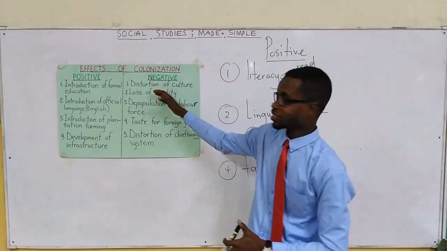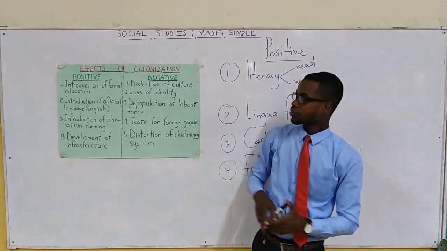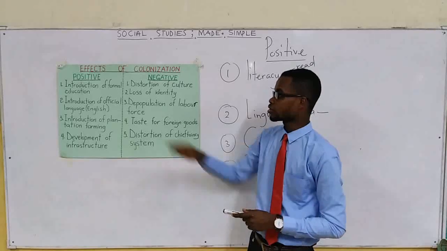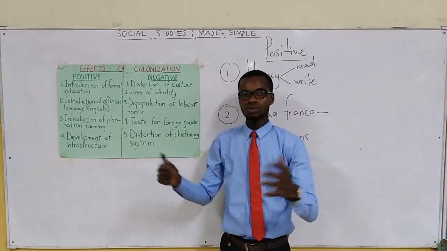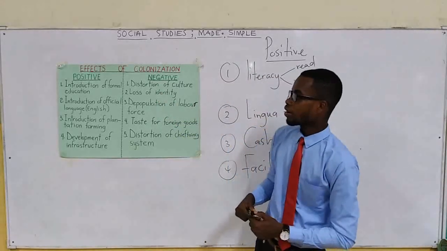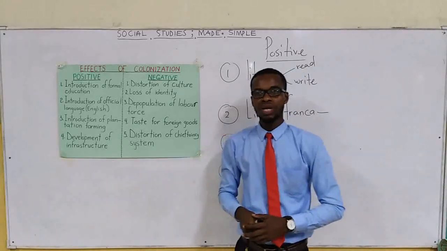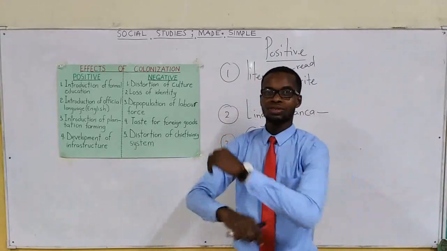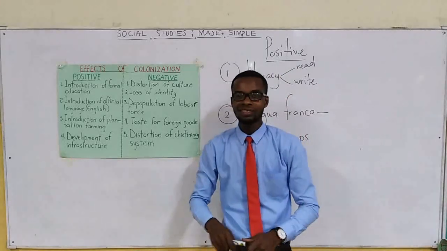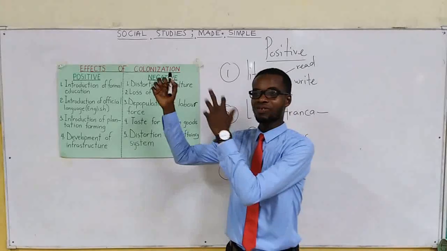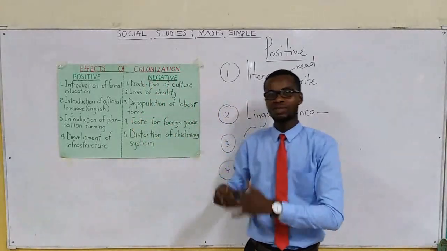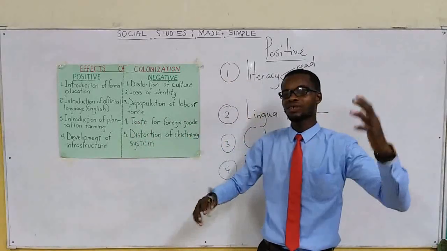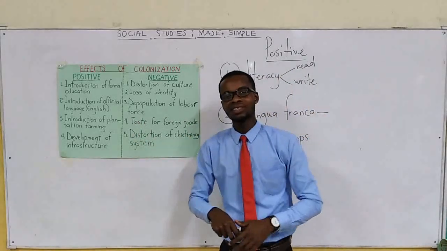With the negative effects, we have the distortion of culture. Yes, anything that has a good side has a bad side. The distortion of culture. You see where our lifestyle, we have to dress like the white man. Even in the hot sun, you put on your suits, your coats, and move around. When they come from a place where there is low temperature, they can manage their coats. But here, we live in a tropical zone where there is a lot of heat, but we still wear the coats, that dressing.